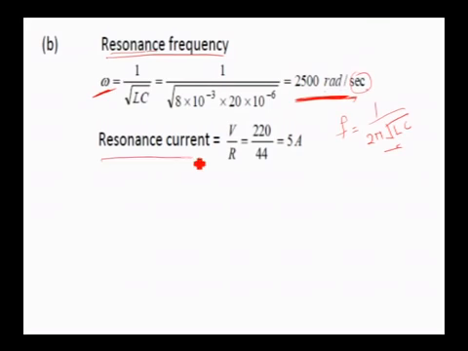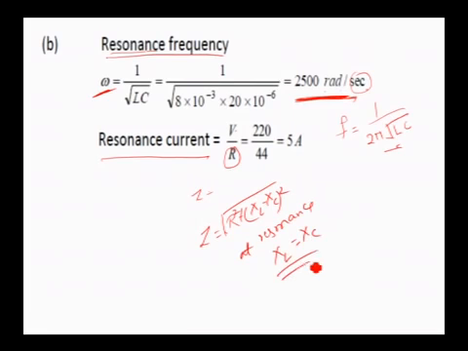Then the resonance current is voltage by resistance. Why only R? Why is Z not considered? Because Z is equal to root of R square plus (XL minus XC) whole square. This is the actual formula. But at resonance, you must know that XL and XC both will be equal. Then Z will be equal to only R. Hence, voltage by resistance, 220 by 44, is 5 ampere.